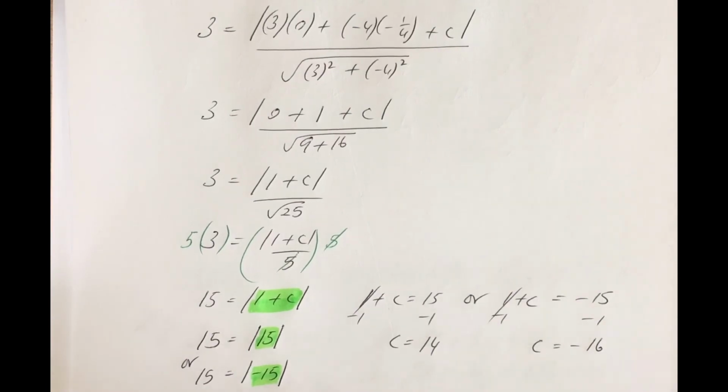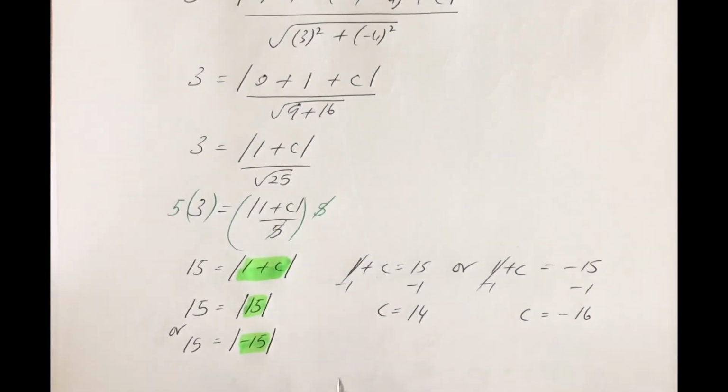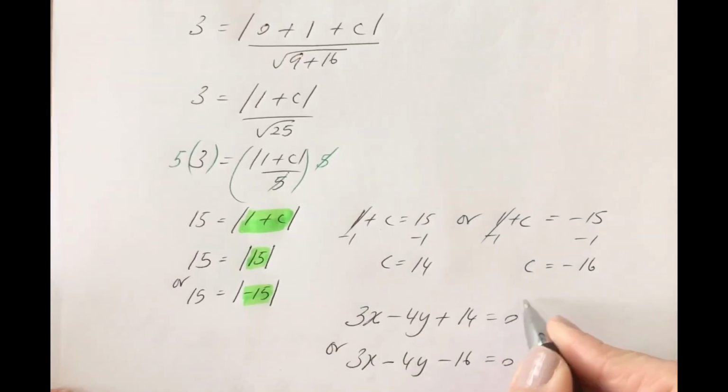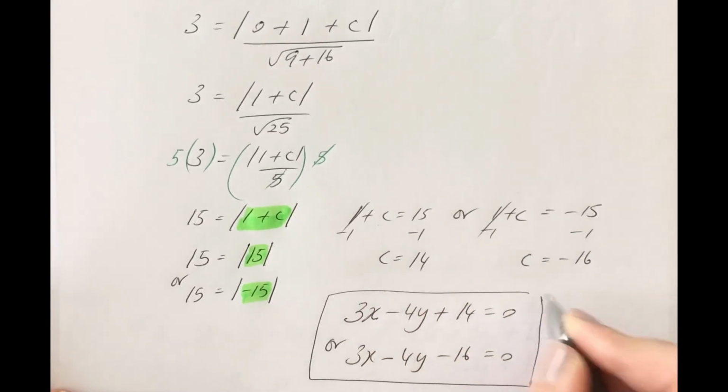So now, go back to the question. Our question asked for the two equations. So now we had the equation, of course. We know it's in the form 3x minus 4y plus something. So it's either 3x minus 4y plus 14 equals 0 or 3x minus 4y minus 16 equals 0. And that is therefore my answer.